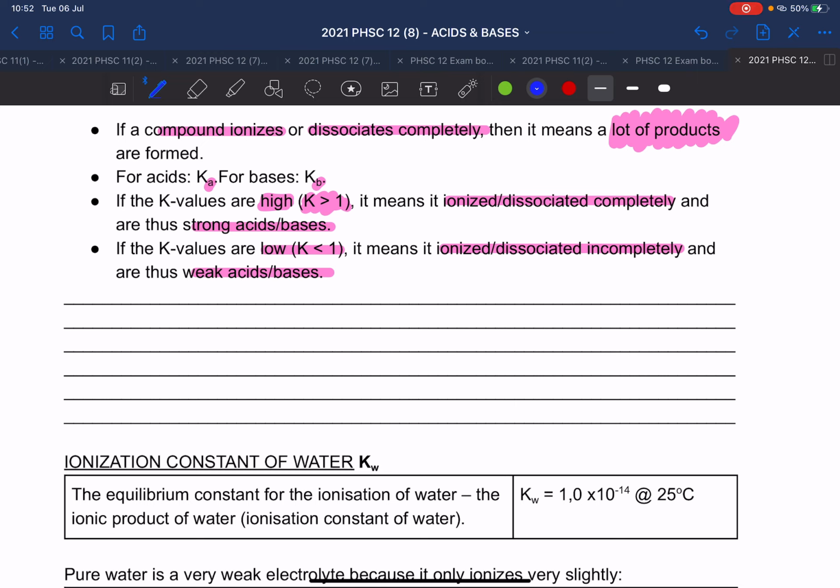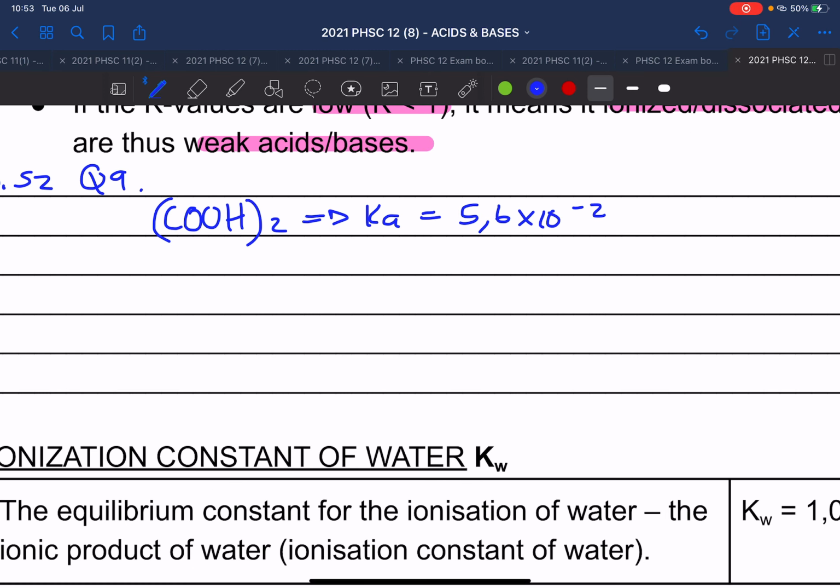Jy hoef nou nie daar oop te maak nie, but in your exam booklet on page 52, op bladsy 52, at question 9, by vraag 9, gee hulle vir jou die volgende. They say oxalic acid. Okay, we know now oxalic acid looks like that. It has a Ka value of 5.6 times 10 to the power minus 2. And they give you carbonic acid, and that Ka value is 4.3 times 10 to the power minus 7.